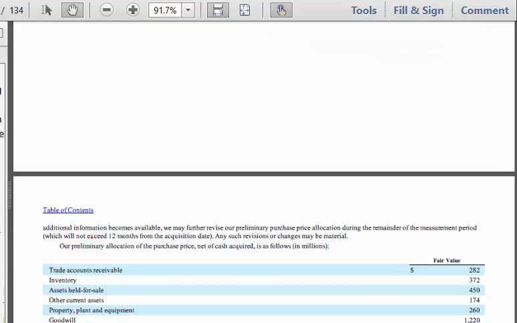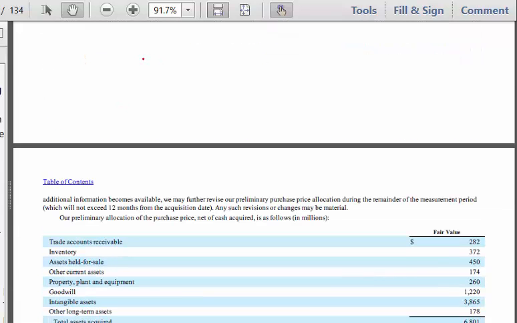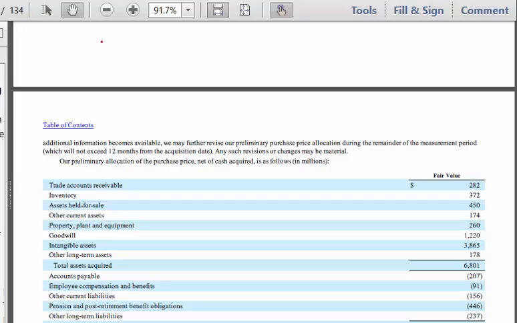And then they say, as additional information becomes available, we may further revise our purchase price allocation during the remainder of the measurement period, which won't exceed 12 months. So that's them saying, we found some stuff one quarter after the deal, but we're still looking. So this is them telling you our measurement period is still open, at least as of the end of this 10K. Like it's closed by now, because they just had a year-end for October 31, 2015. But as of the date of this 10K, this was them saying, we can keep booking things to goodwill as we find them.